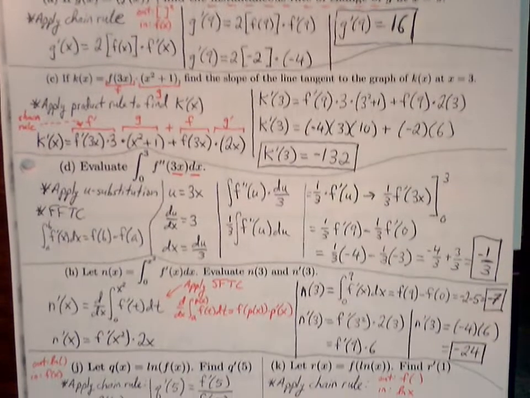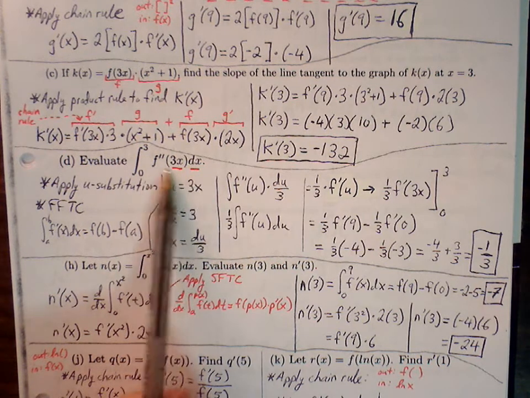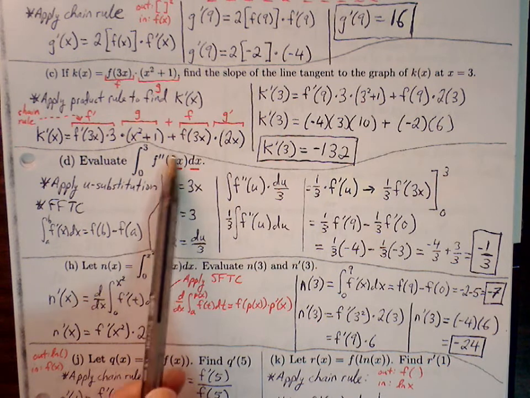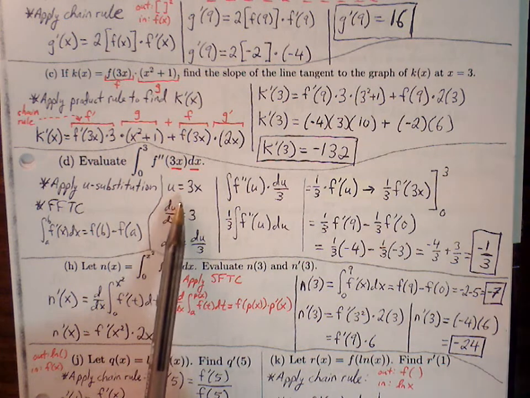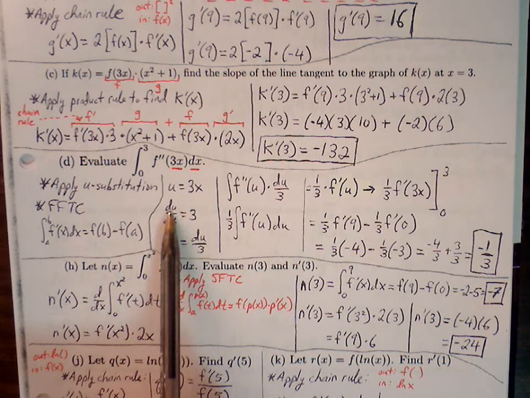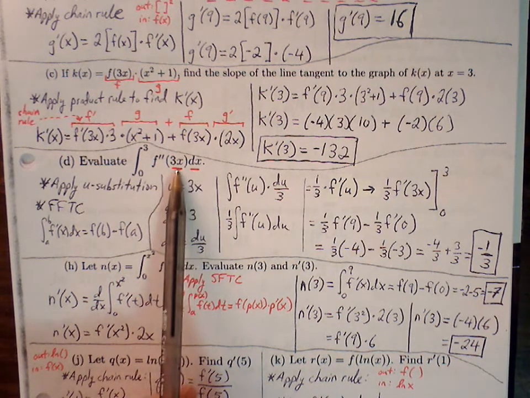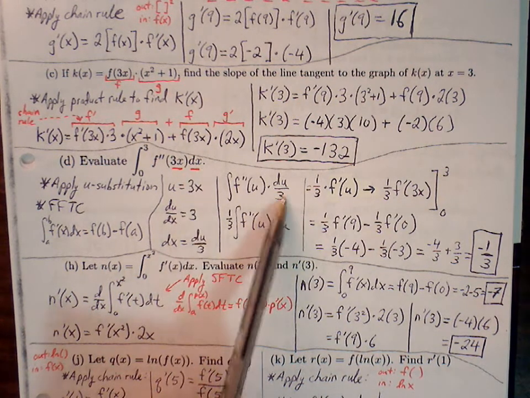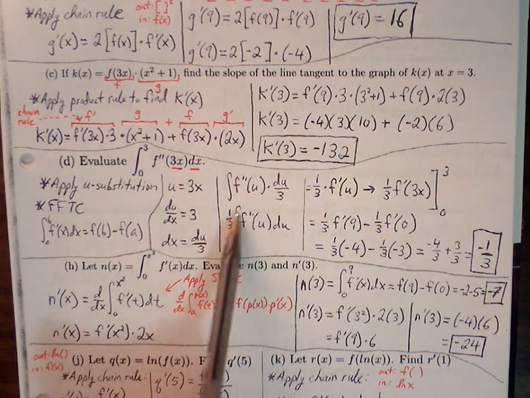Okay, part D. Evaluate the definite integral of f double prime of 3x dx. So we know that f double prime is going to turn itself into f prime, but there's a 3x we have to make sure we keep track of. We're going to go through u substitution. So we'll let our u value be what's inside here, 3x. Derivative du over dx equals 3. Solve for dx, we get du over 3. We make our substitutions. 3x gets replaced with u. dx gets replaced with du over 3. We push that 3 out as 1/3. 1/3 f double prime of u du.